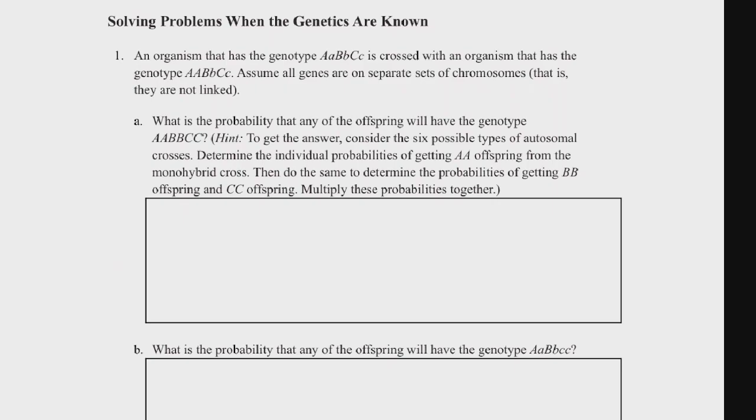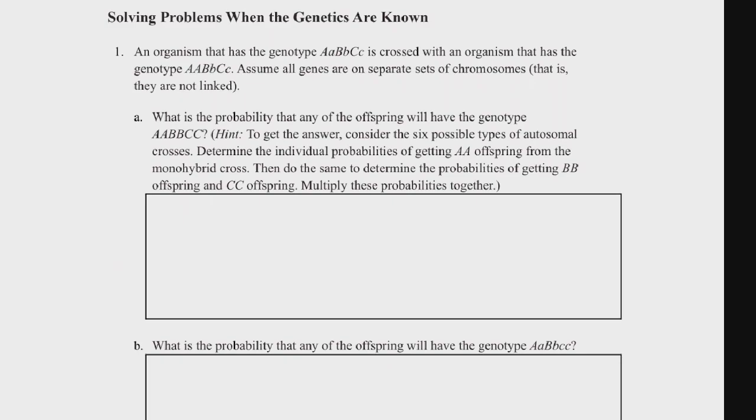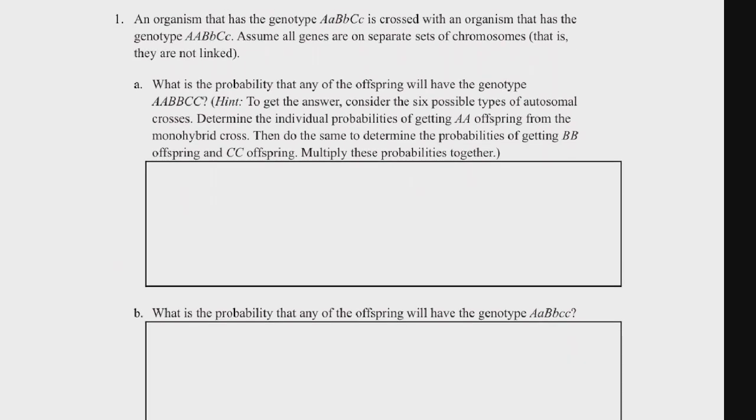Number one says, an organism that has a genotype of big A, little a, big B, little b, big C, little c, is crossed with an organism that has the genotype big A, big B, little b, big C, little c. Assume all genes are on separate sets of chromosomes, meaning they are not linked. So part A asks, what is the probability that any of the offspring will have this specific genotype?